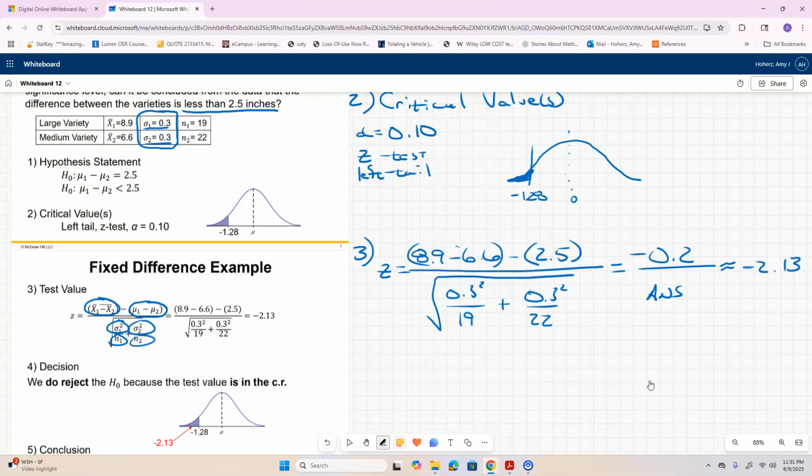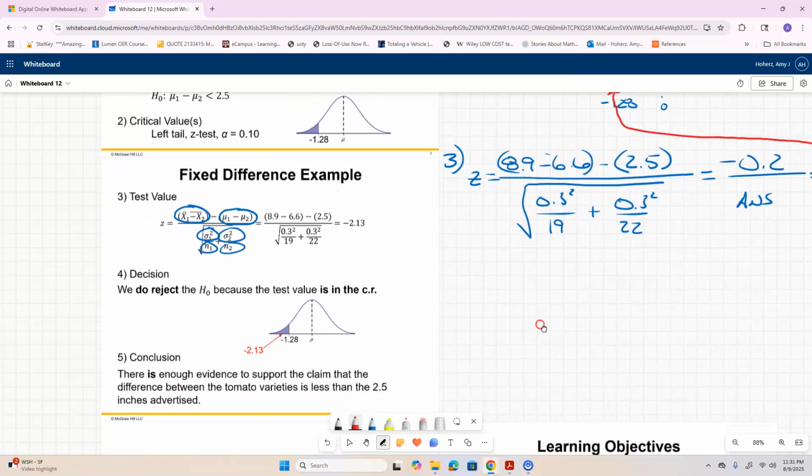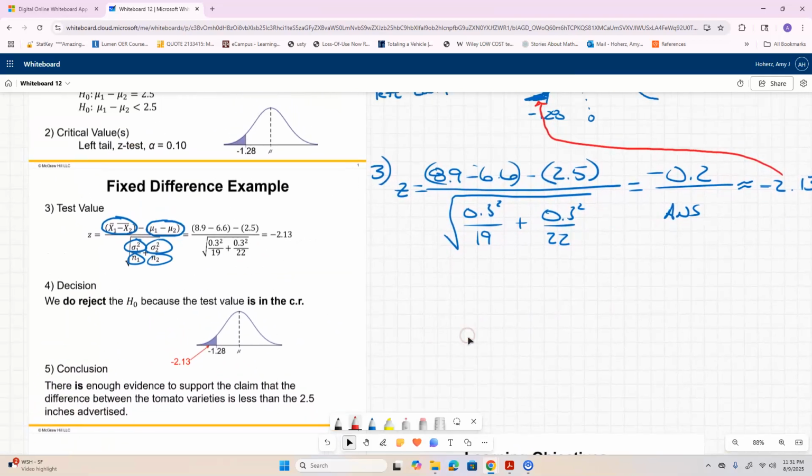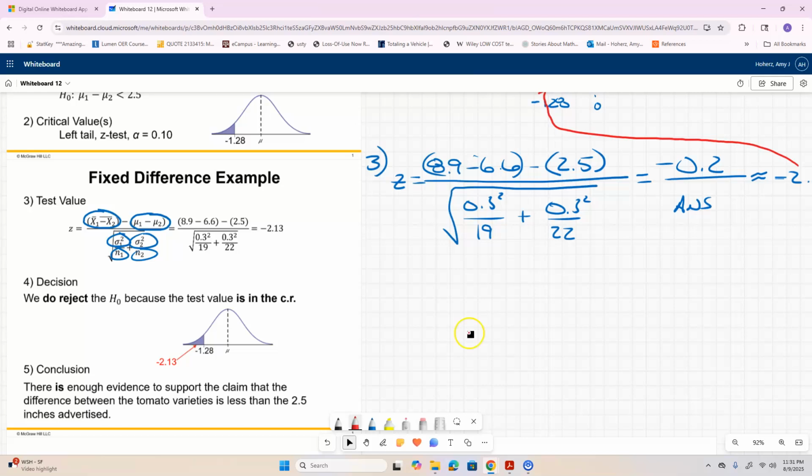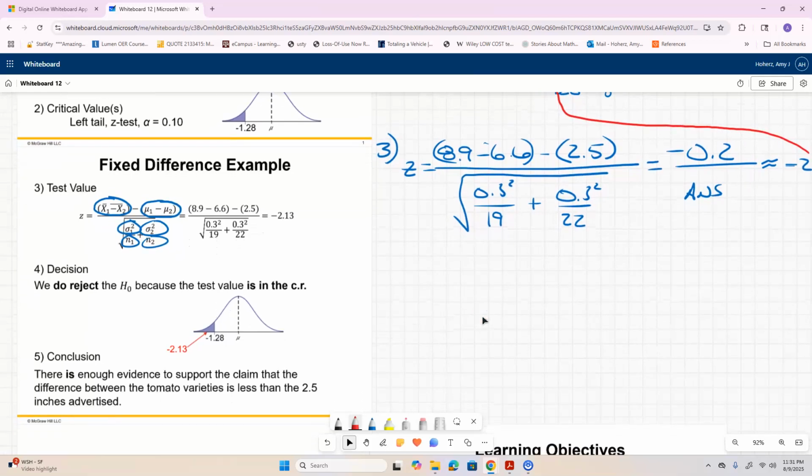So how does that fall? If we compare that to our critical region, negative 2.13 would be down here below our negative 1.28. So we'll look at their nice, pretty picture. We've got negative 2.13 down here in the shaded area. So we do reject the null hypothesis because we are in the critical region.